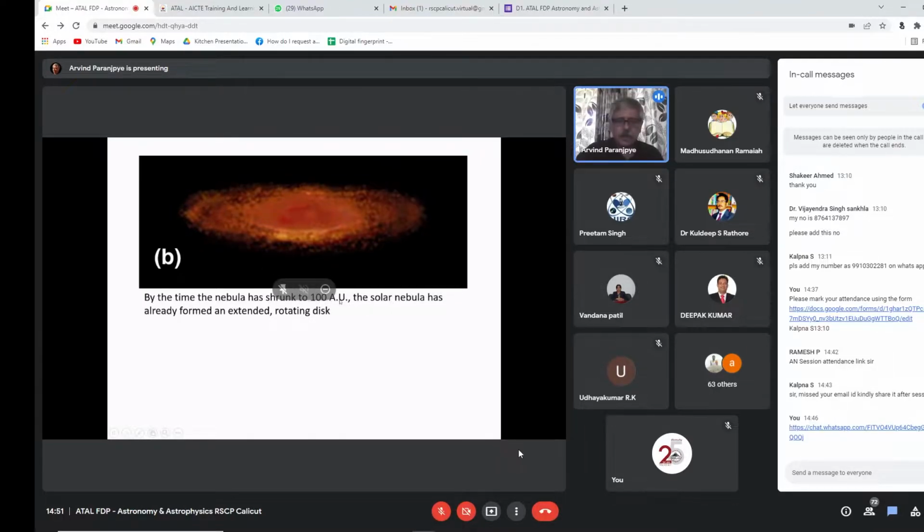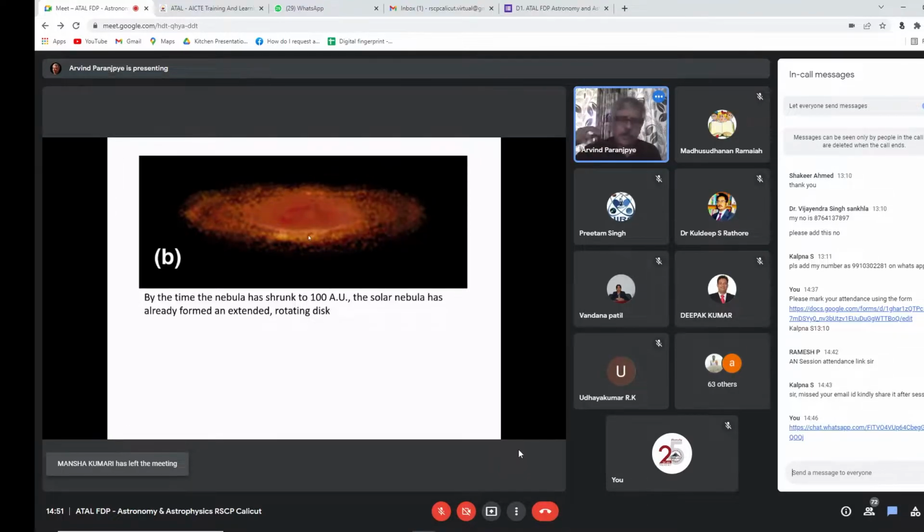astronomical units. Now, what is 100 astronomical units? One astronomical unit is the distance between Earth and the Sun, and we will come to it a little later. So this is how it happened. It started becoming flat, and then it started rotating, and it becomes about 100 astronomical units. So what you see is that the solar nebula has already formed and extended into a rotating disk. First it compressed, and then as it started rotating, it started spreading out.